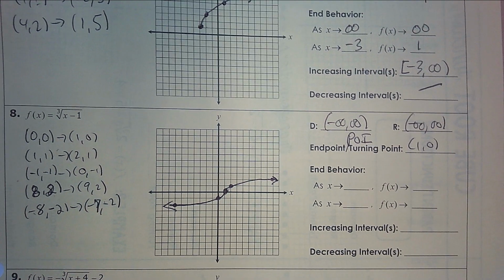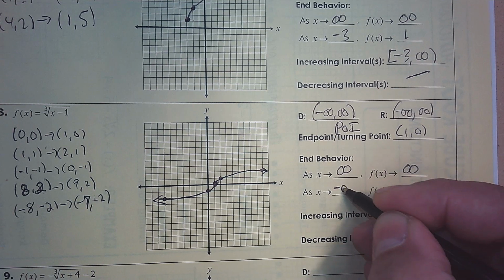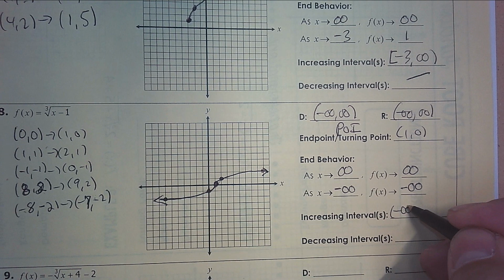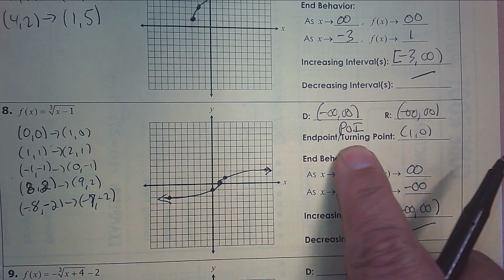Now, as x approaches infinity, the right end goes to infinity. As it goes left, it goes down. This whole thing is increasing from negative infinity to infinity, and there's nothing that's decreasing. So from left to right, the whole thing is going up.